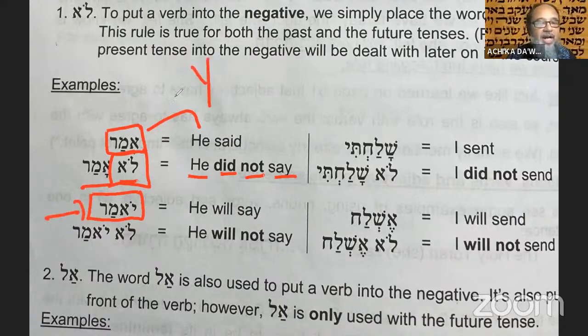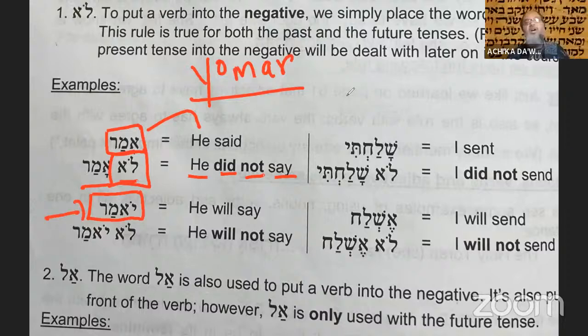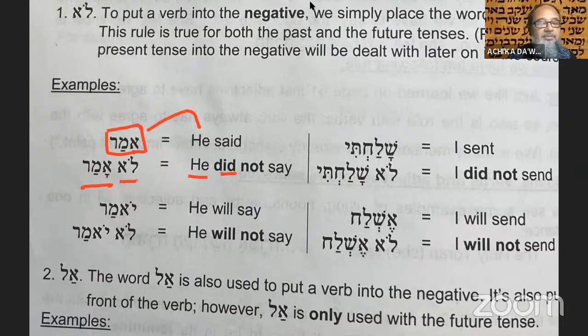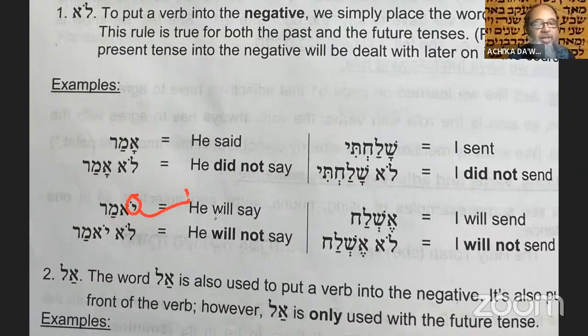It's a yod, which is Y, with a dot over it. What is it? Yomar. Yomar. That means, tell me what part of that word is "he"? Yo. Yod. Thank you.